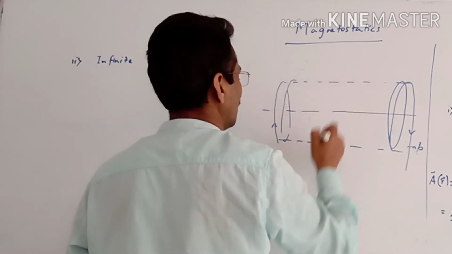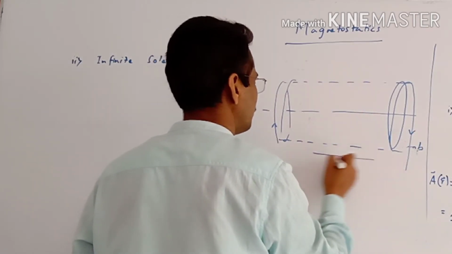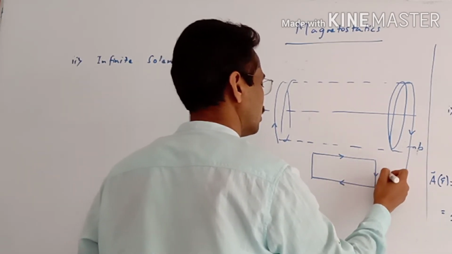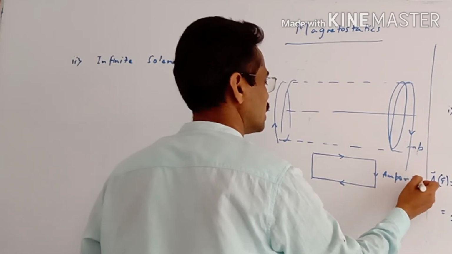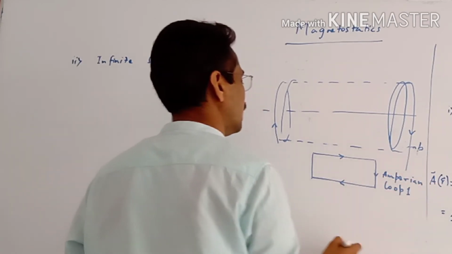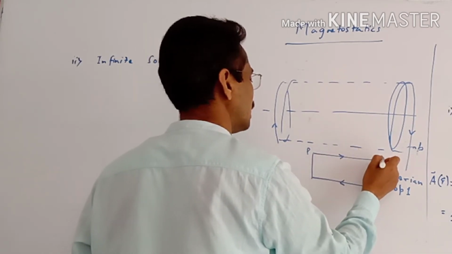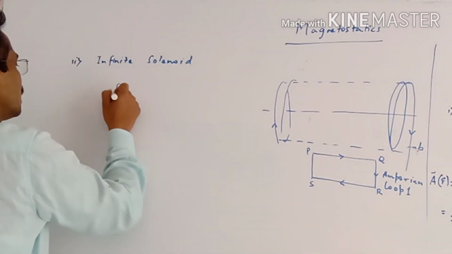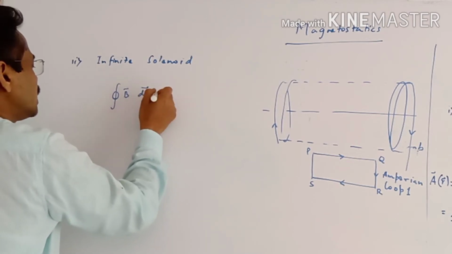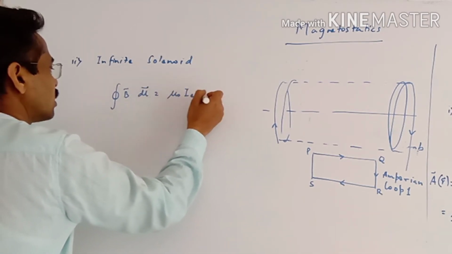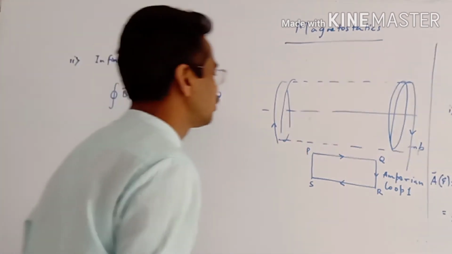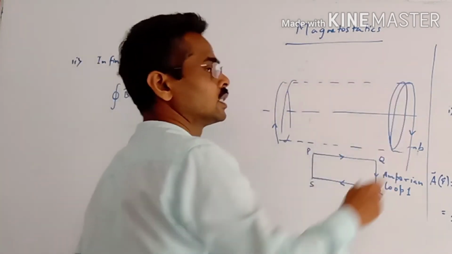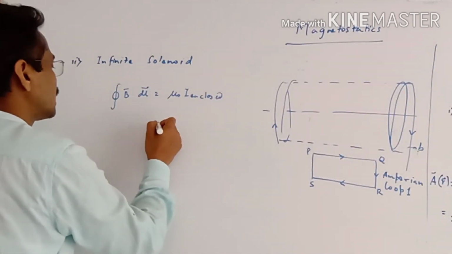First, consider an Amperian loop. Call that Amperian loop 1. If this is labeled PQRS and we want to calculate the line integral of B dot dl to be equal to mu naught times I enclosed, you can see that this loop doesn't enclose any of the current, because the currents are flowing through this in the case of the solenoid. So we can take this to be 0.